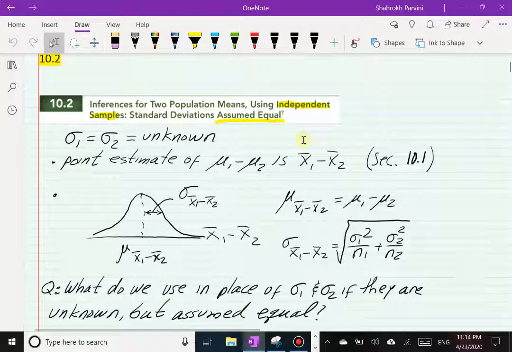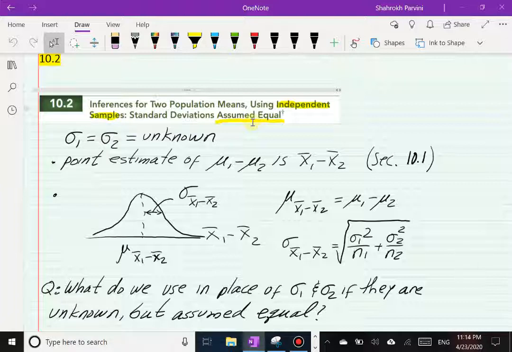In section 10.2, we're going to talk about inferences for two population means using independent samples. And our assumption here is also that the population standard deviations, although unknown, are going to be assumed to be equal.